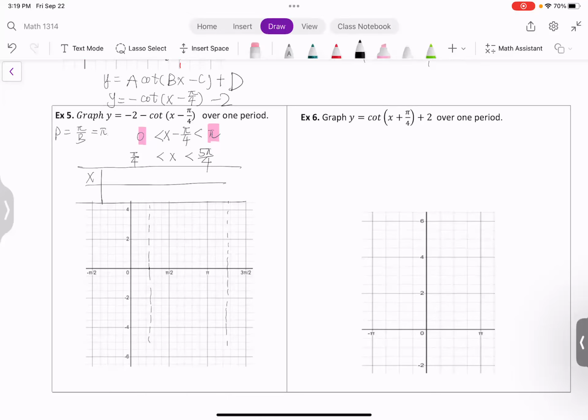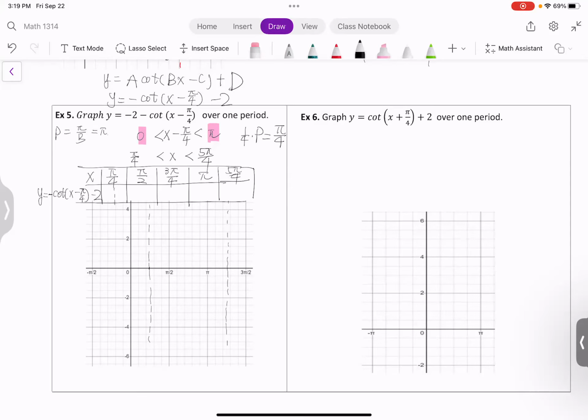Okay, let's continue to fill out the blanks. So y equals negative cotangent of x minus pi over 4, minus 2. The initial x value is pi over 4, that's a vertical asymptote. We have 3 middle points. The last point is 5 pi over 4. I need to find 1/4 of the period, which is pi over 4. So the second x value is pi over 2, and then continue to add pi over 4: 3 pi over 4, and pi, 5 pi over 4.